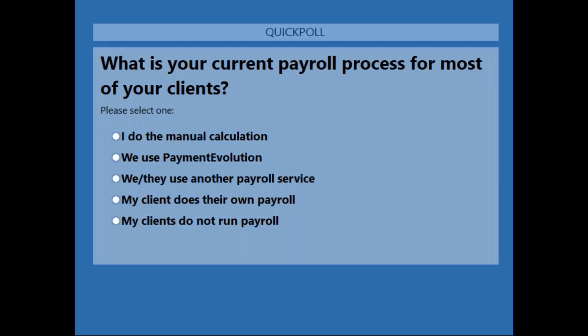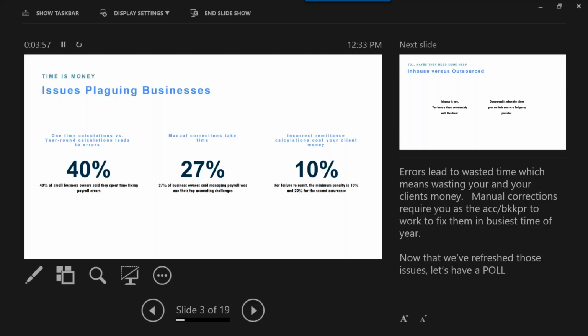So folks, there's the blue box again. We're asking you the question about how you currently process payroll for most of your clients. So we'd like you to be thinking about that. It might be manual. You might be using PaymentEvolution's great services. You might have another payroll service that you've been accompanying and using so far. Maybe your client does their own payroll, and there may be a few of you today on the call that don't assist your clients today with payroll. We're already at 82%. Everybody is wide awake today and happy to answer the poll questions.